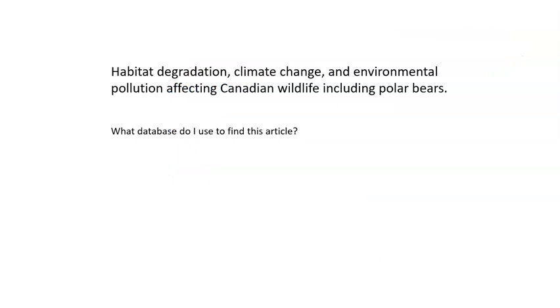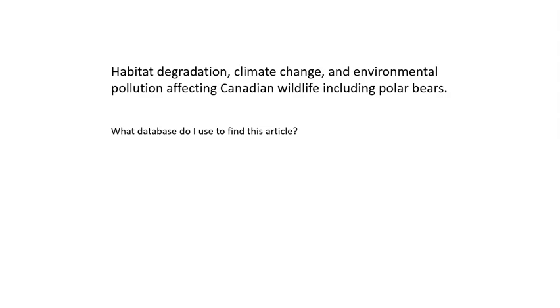So what databases do I use to find the article that I'm looking for? You only have to find one article. Usually you'll find 10, you'll read 4, you'll look at 3, and you'll choose 1 or 2, and you'll lean towards one article. But again, make sure it meets the criteria for the article.